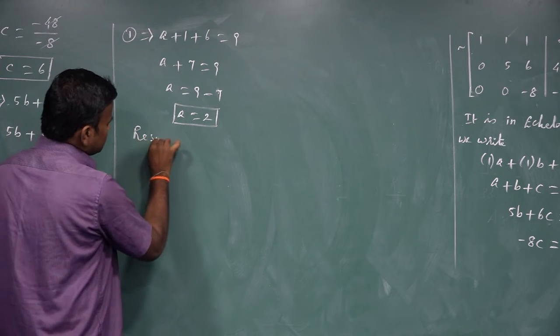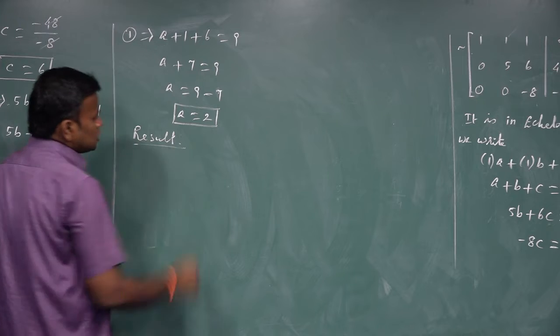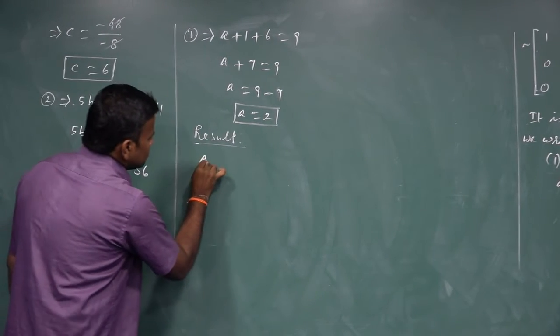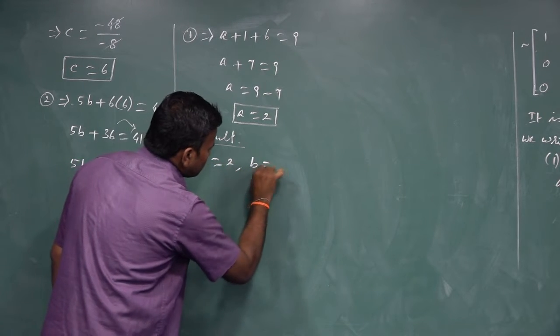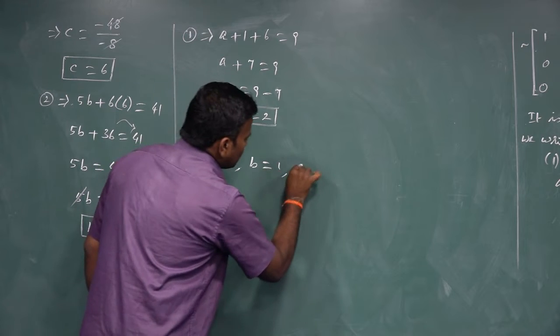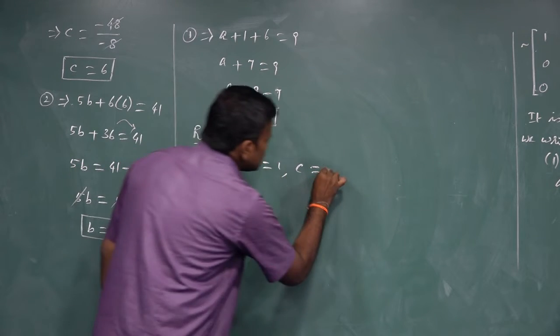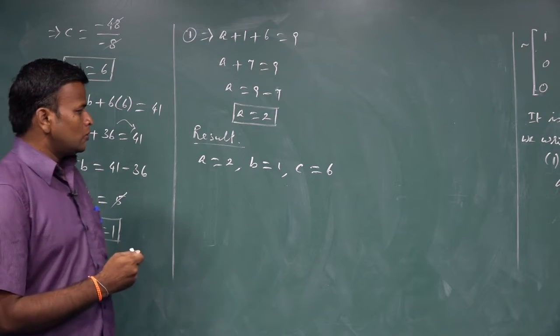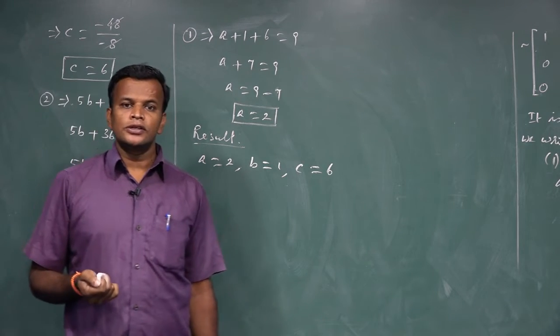So, result. Our question is to find the values of A, B and C. The value of A is 2. The value of B is 1. And the value of C is 6. So in this sum, the value of A is 2, the value of B is 1 and the value of C is equal to 6.